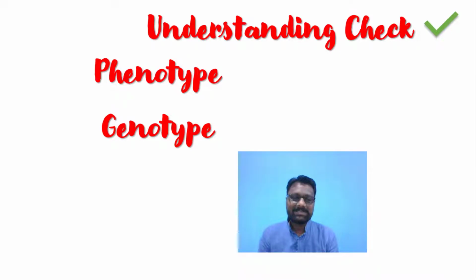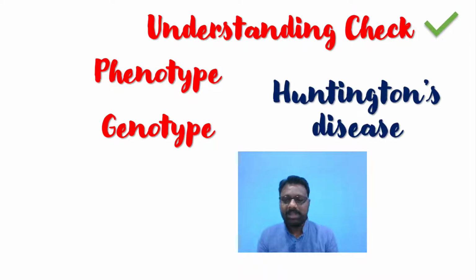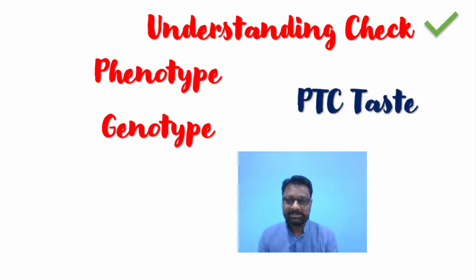Now, for a better understanding, I'm asking you some questions to test your knowledge on phenotype and genotype. First of all, Huntington's disease, whether it is a phenotype or a genotype. Yes, it's a phenotype. Now we will see the second one. PTC taste. It's a chemical, and the individual will recognize the taste of this chemical. Is it a phenotype or a genotype? Yes, this is also a phenotype.